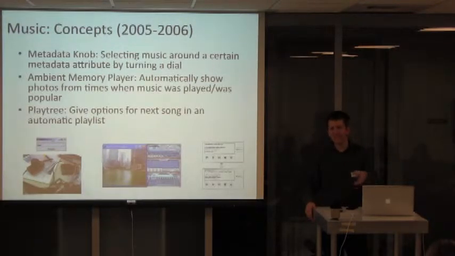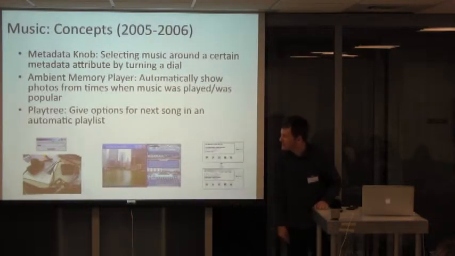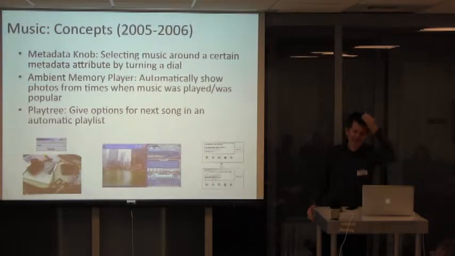You can set it to BPM, you can get faster music or slower music. You can set it to most recently played, and you can get music you've played recently, music you haven't played recently. Music you've played a lot, music you hardly ever play. And so that concept came directly from watching someone trying to get to the music she wanted to listen to while she was working, and not being able to find something that was at the right speed for her. The one in the middle here is what we call the ambient memory player. And this came from a user comment during the initial study.